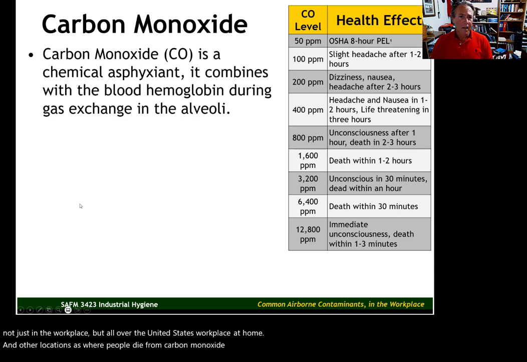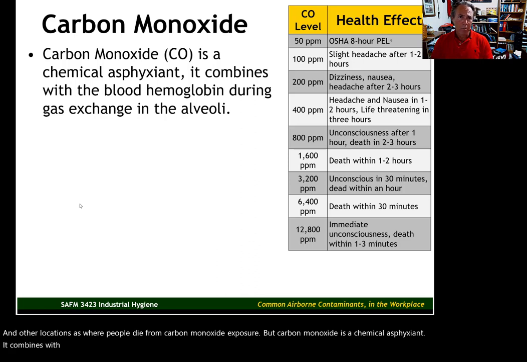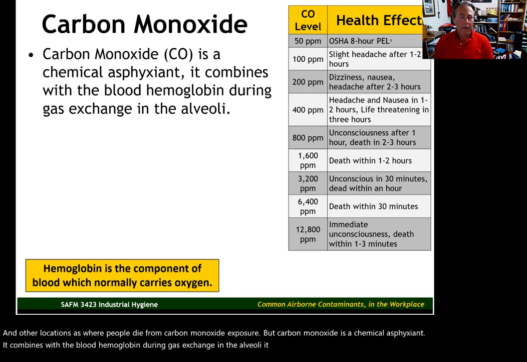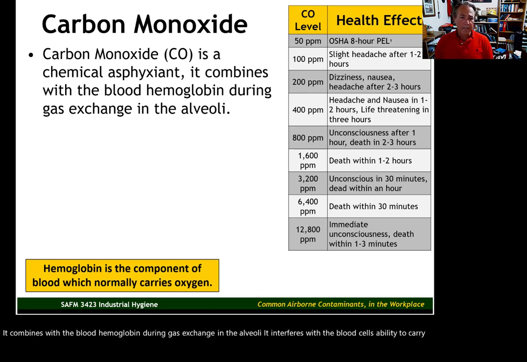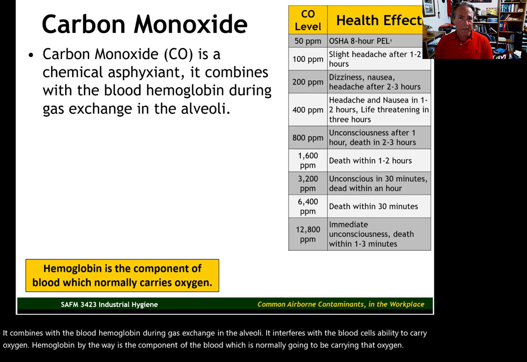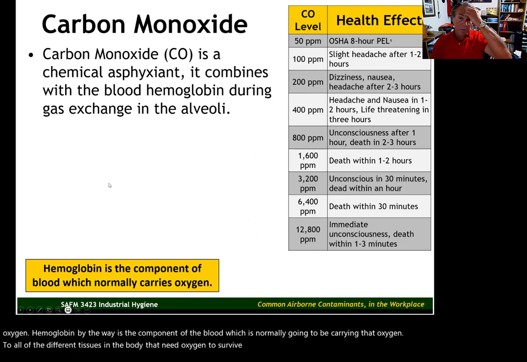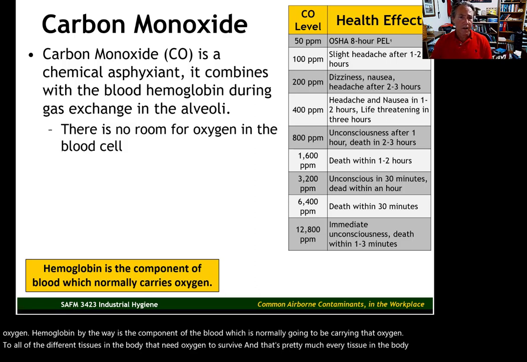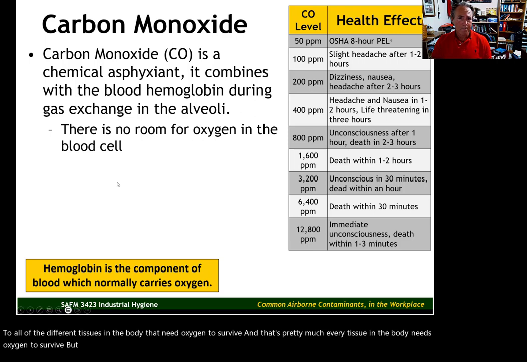But carbon monoxide is a chemical asphyxiant. It combines with the blood hemoglobin during gas exchange in the alveoli. It interferes with the blood cell's ability to carry oxygen. Hemoglobin, by the way, is the component of the blood which is normally going to be carrying that oxygen to all of the different tissues in the body that need oxygen to survive. And that's pretty much every tissue in the body needs oxygen to survive. But when carbon monoxide combines with the hemoglobin, there's no room for the oxygen in the blood cell.